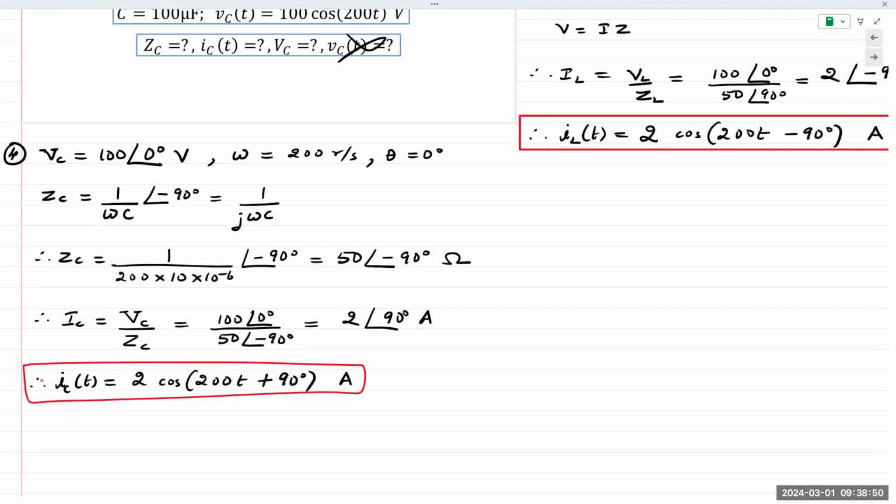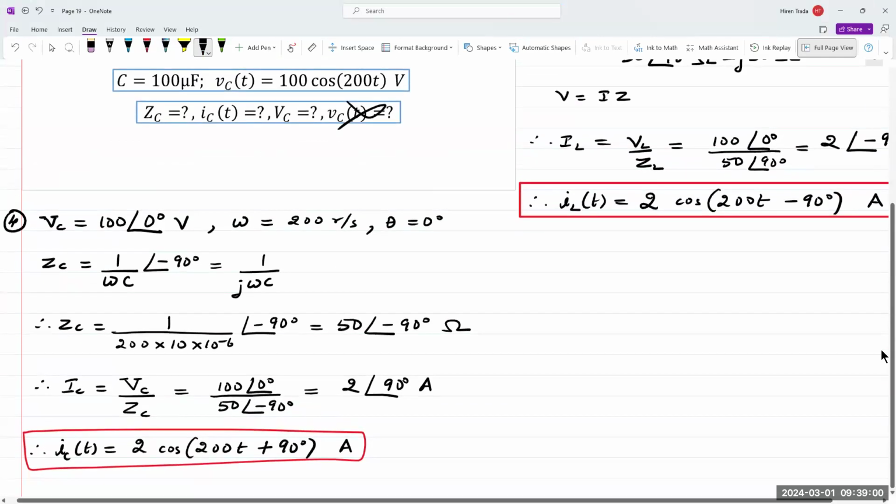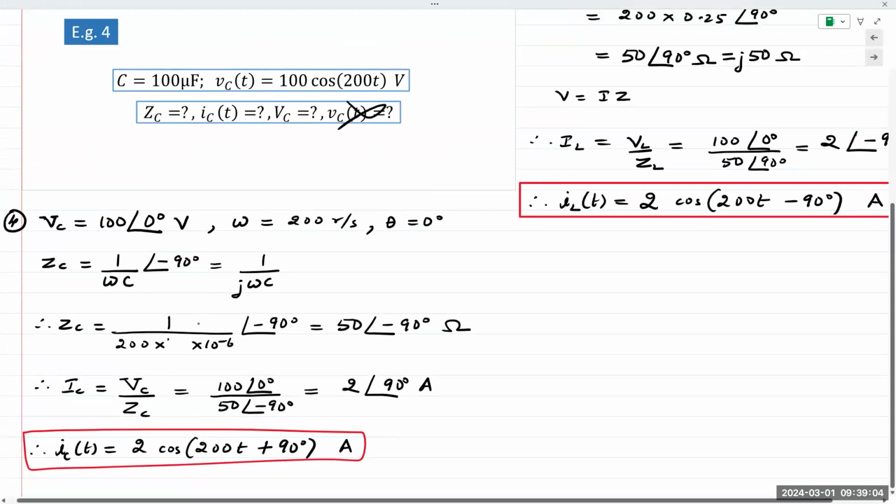Where? Oh, yes, it's 100. So let's see. Is the capacitor 100 microfarad? Okay, yes, 100. So it should be here. 100. Oh, that reminds me.